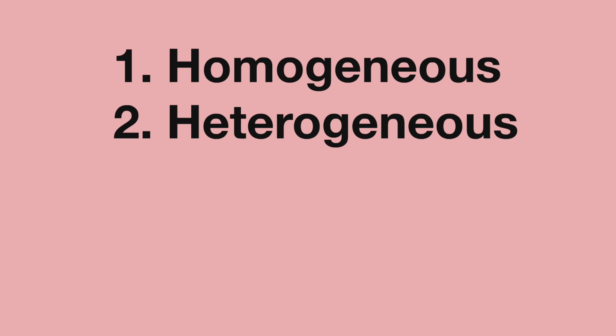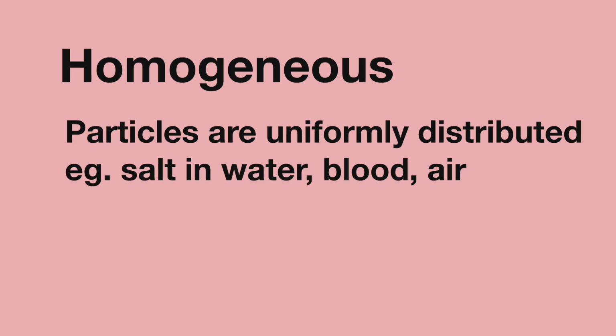When one substance is mixed with another substance, it's called a mixture. When two or more substances are mixed, a mixture is formed. Mixtures are of two types, homogeneous and heterogeneous. Particles in a homogeneous mixture are uniformly distributed and remain in a single state of matter.